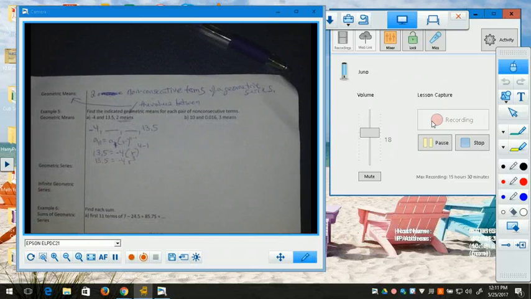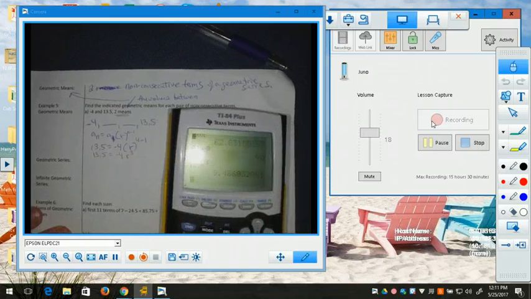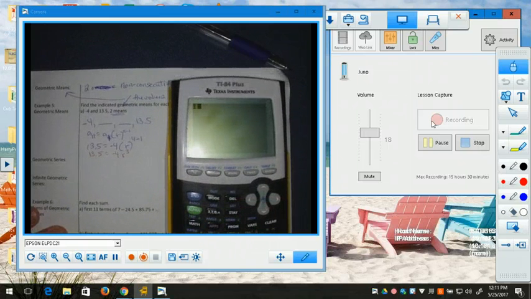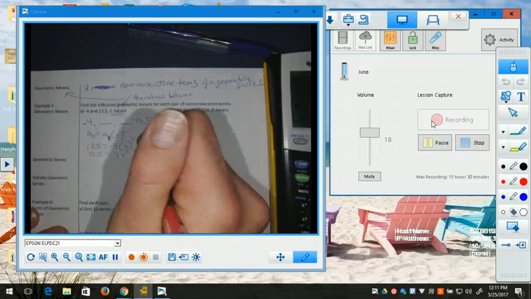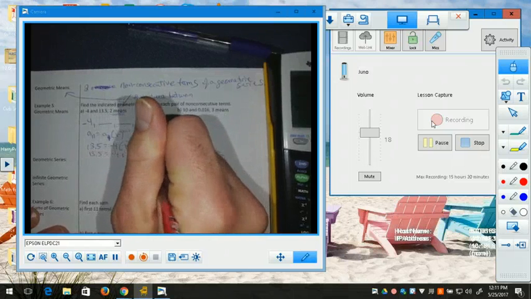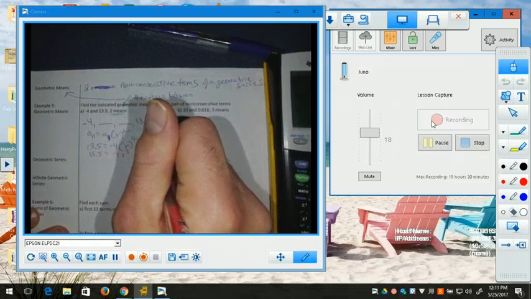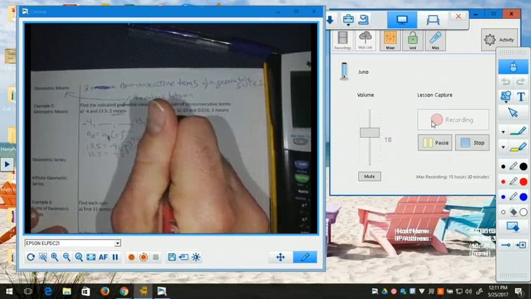So we just have to solve this equation by taking the 13.5, dividing by -4, and taking the cube root, or raising it to the 1/3 power. This gives us an r value of -1.5, a common ratio of -1.5.